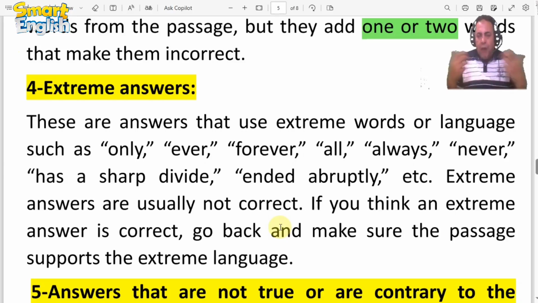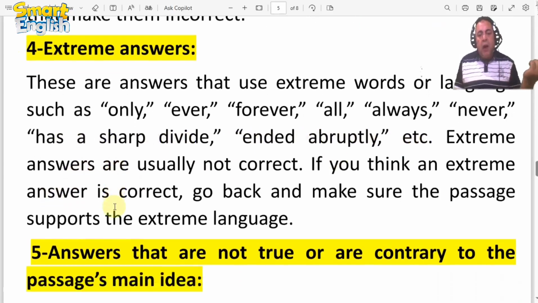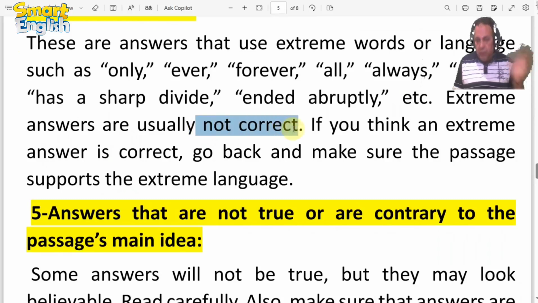Let's see how we can avoid this kind of trap. These are answers that use extreme words or language, such as "only one of the students has attended the lecture." This is maybe an example. Ever, forever, all, always, never, has a sharp divide, irreparably, etc. Extreme answers are usually not correct, okay?